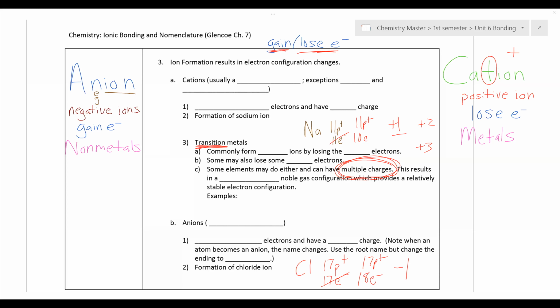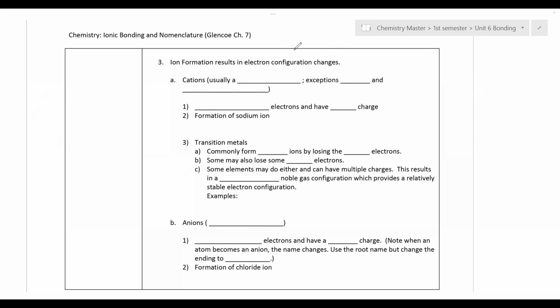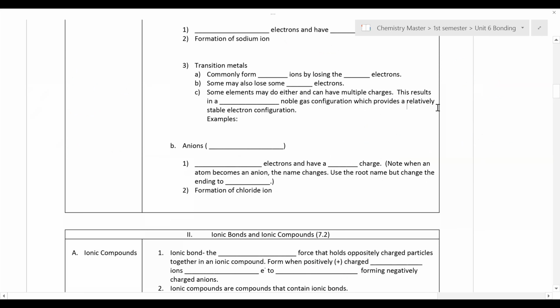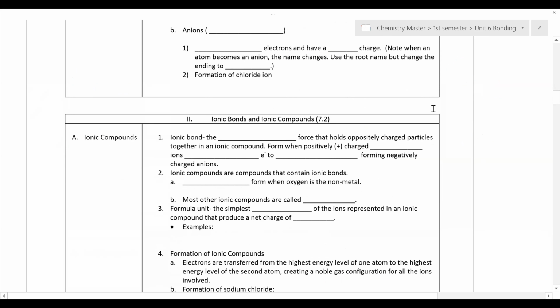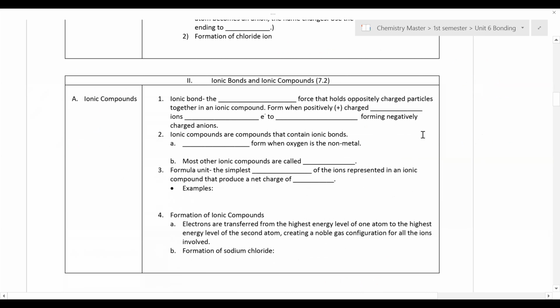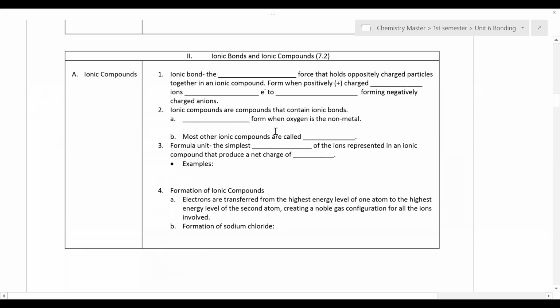So let's clear this. Hopefully, as long as you got the anion and cation stuff up here, you should be okay. All right. So now, let's move on. What we're going to be talking about today is the ionic bond, okay?